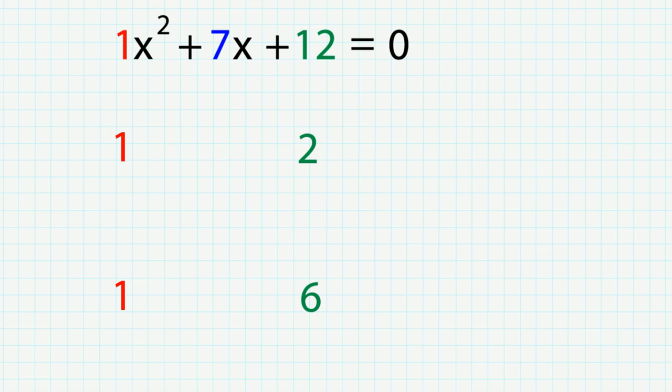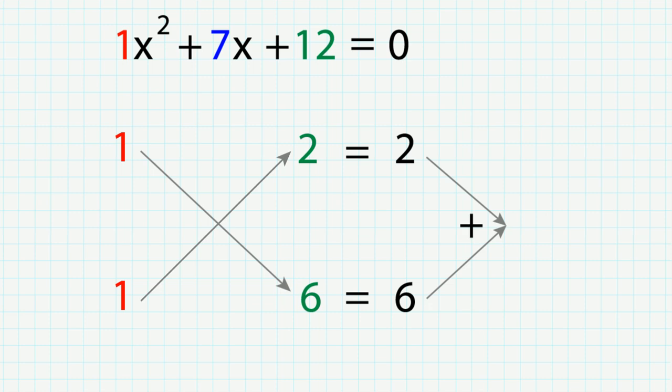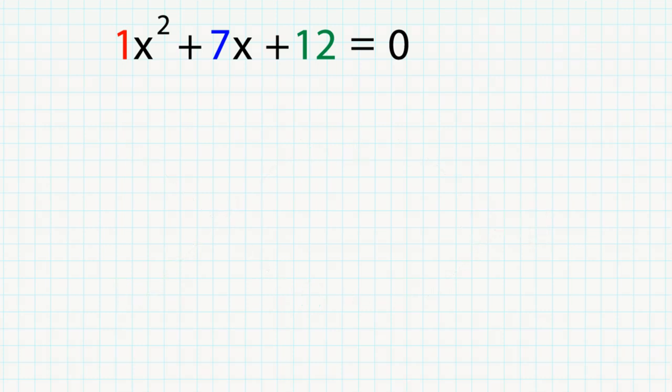Then we simply cross multiply these numbers, write the product next to it, and add them up. The whole idea of this method is to obtain b, which is 7, when we add these two products. In our case, we got 8, so we need to try again. It's perfectly normal to have multiple trial and errors until you get a hang of it, as it will take time and effort to get used to this technique. And here is the correct combination.